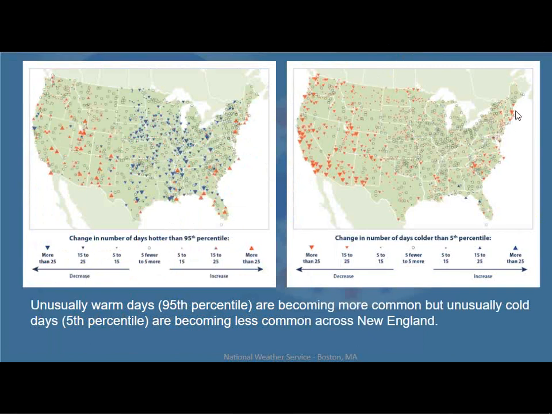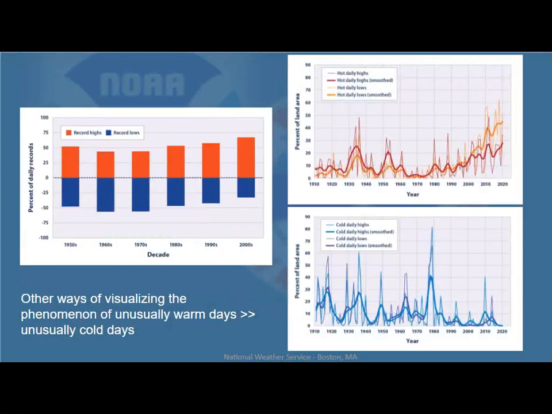You can see on the left, that's the number of days hotter than the 95th percentile. You can see an upward trend, as indicated by the arrow. And on the right-hand side, those are the number of days colder than the 5th percentile. There's a downward trend. So you're going to have more extremes, but more extremes in terms of unusual warmth than unusual cold.